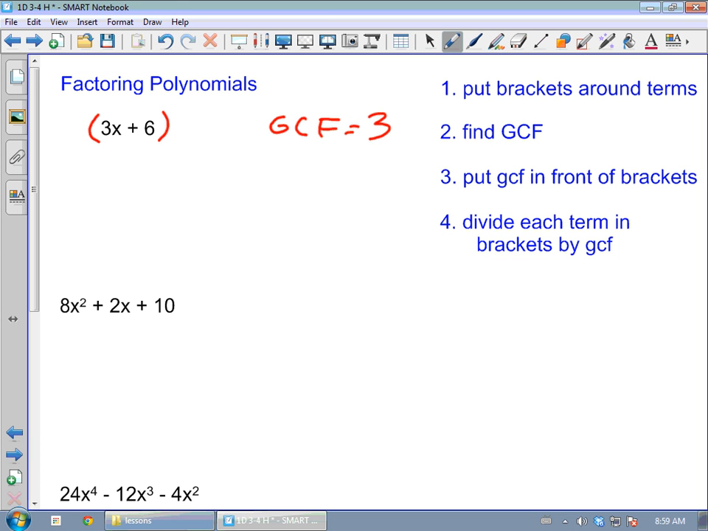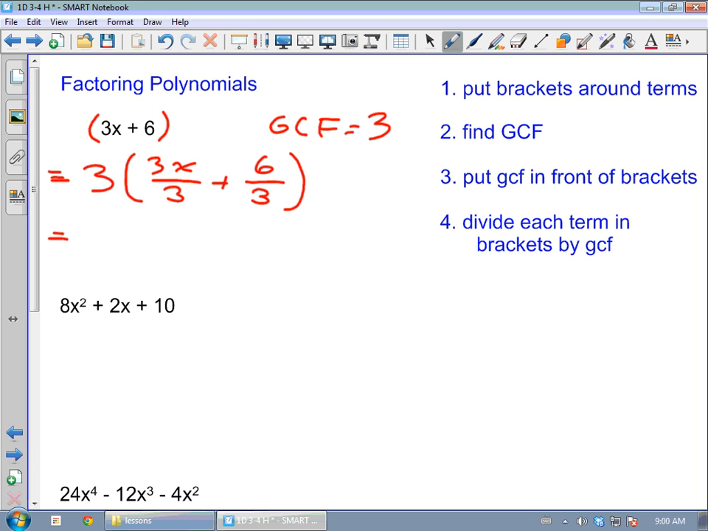Step 3 here. We're going to start a new line. We're going to put that greatest common factor out front. And everything inside the brackets here, the 3x and the plus 6, we're going to divide by that greatest common factor. So in here I'm going to do 3x divided by 3 plus 6 divided by 3.